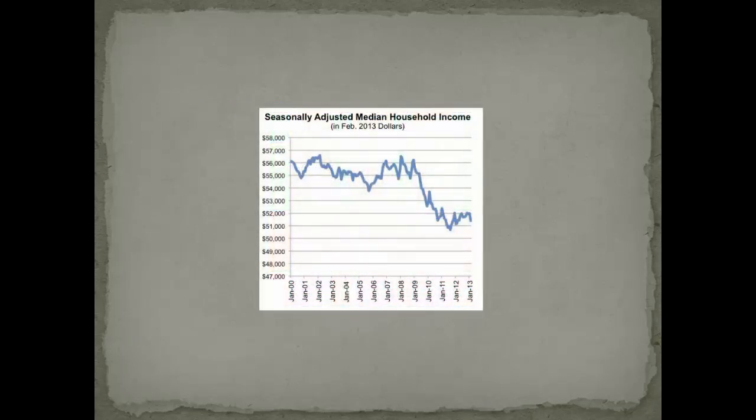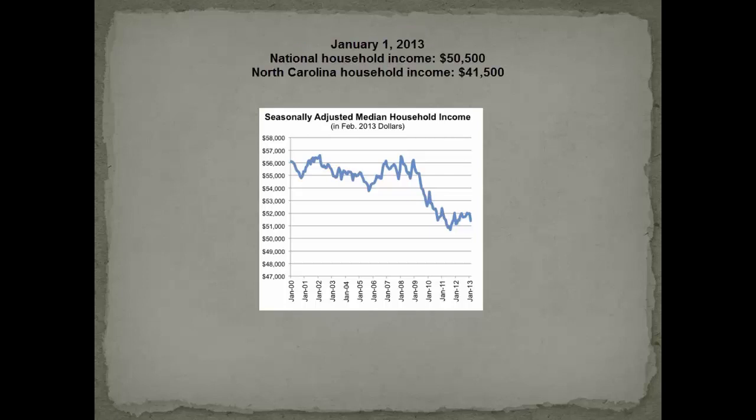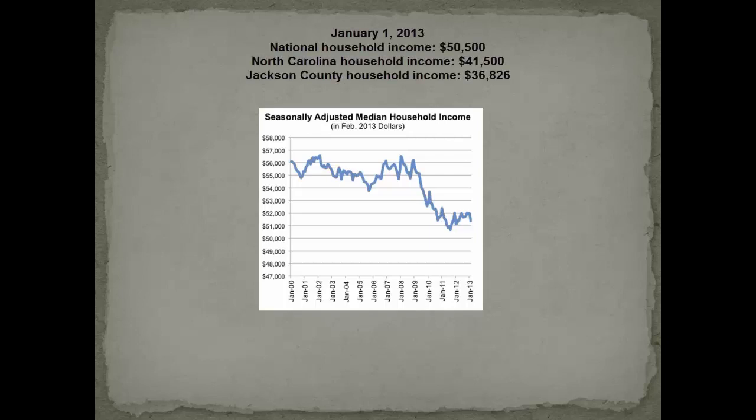Median household income has also been declining. In the year 2000, it stood at $56,000. By the end of 2012, it had fallen to $50,500. The 2012 household income in North Carolina was even lower, at $41,500, and in Jackson County it was $36,826.